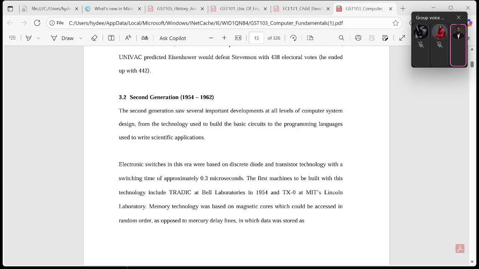Under the second generation, the memory was replaced. Instead of using the normal delay lines, sequential delay lines were replaced with magnetic cores, allowing random access to data. It was in the second generation that they started with random access memory. And remember, what is random access memory used for?